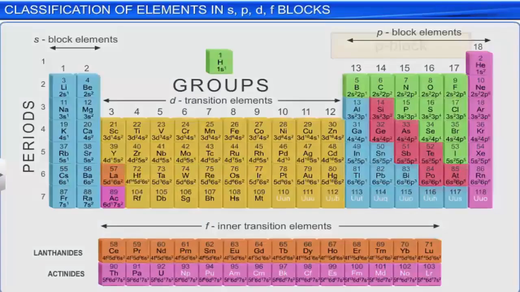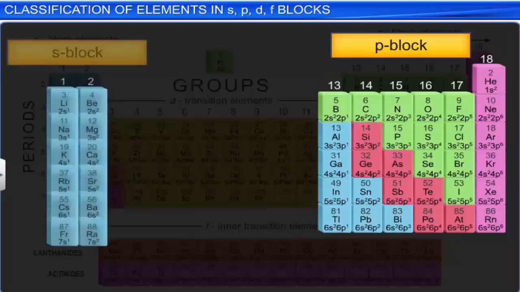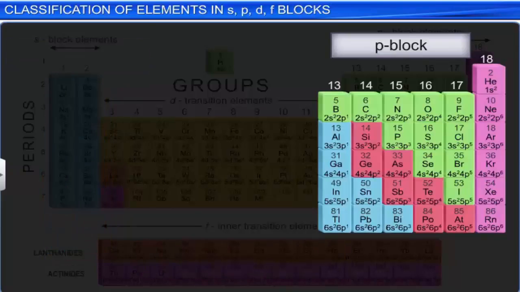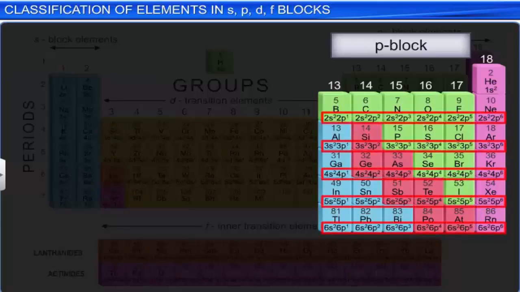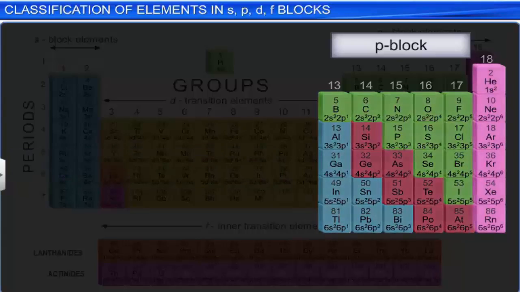Now let's discuss the properties of the P block elements. The elements of group 13 to 18, situated at the right side in the long form of periodic table, belong to this block. The P block elements together with the S block elements are called the representative elements or main group elements. The P block elements have their last electron entering the p orbital. This results in an outermost electronic configuration varying from ns2 np1 to ns2 np6 in each period. At the end of each period is a noble gas element with a stable configuration of ns2 np6.